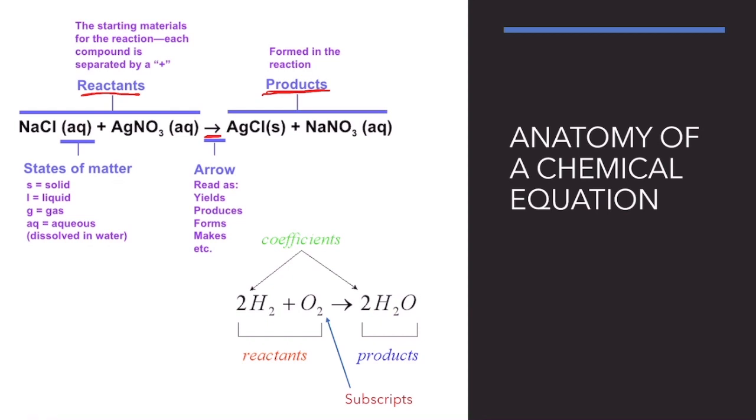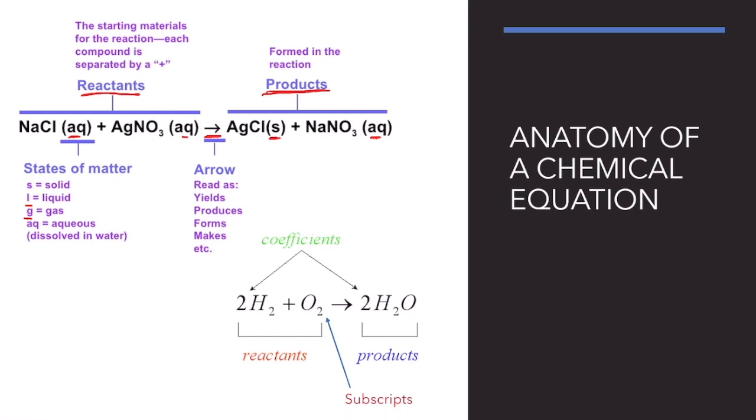And then if we take a look here, we've got some little letters in parentheses after each one of these substances in this reaction. And those are just giving us more information about the state of matter that those substances are in. AQ stands for aqueous solution, which means dissolved in water. And if you see an S, that means that that is a solid at room temperature. And then we might also see an L for liquid or a G for gas in those little parentheses sometimes.